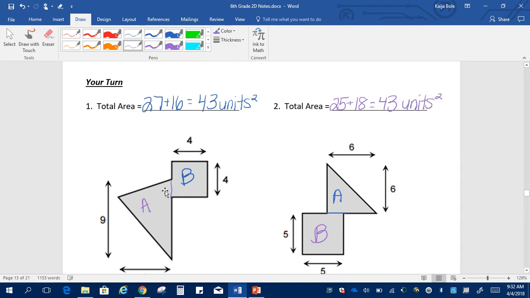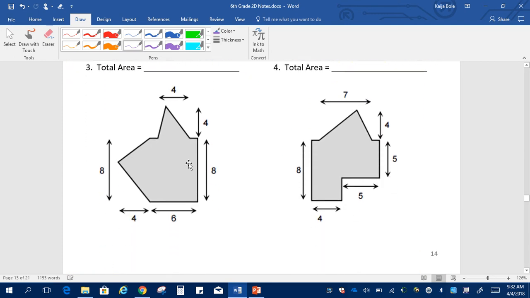Alright, we're going to do one more down here, number 3. Here we've got 3 shapes. I'm going to split them up first, then I'm going to label them. So 2 triangles now and a rectangle. We'll have A, B for the rectangle, and then C for the other triangle. A is our first triangle. We're going to have our base, which is 4, times our height, which is 4, divided by 2. So this is 16 divided by 2, which in the end gives us 8 square units.